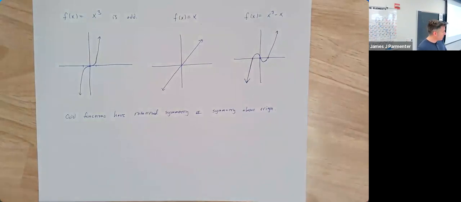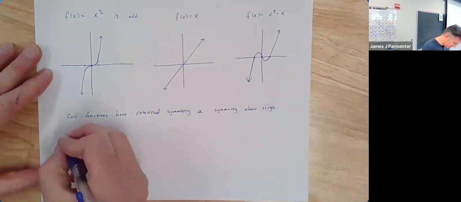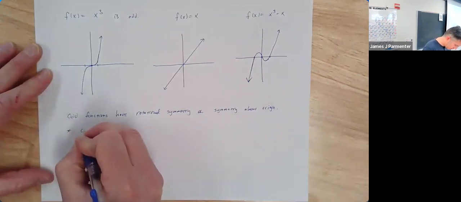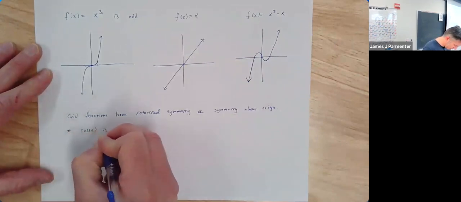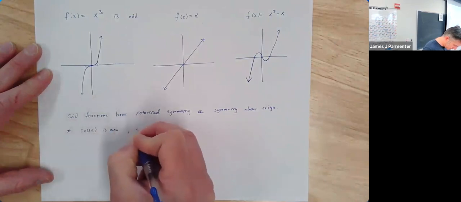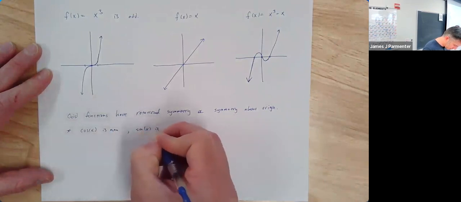Two other really great functions that are even and odd are cosine and sine. Cosine is definitely an even function. Sine is definitely an odd function. Nice, right? I'm going to write that down actually. Cosine of x is even. Sine of x is odd.